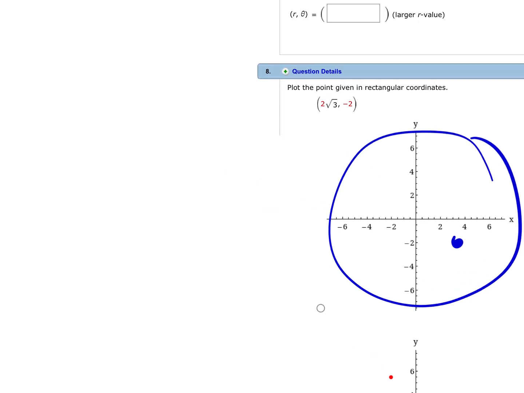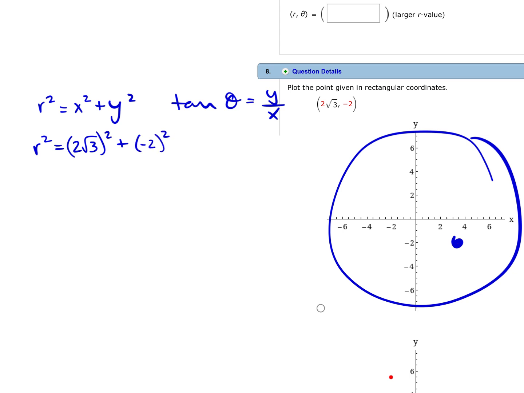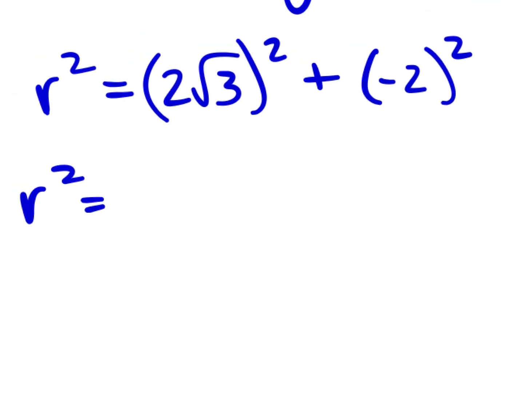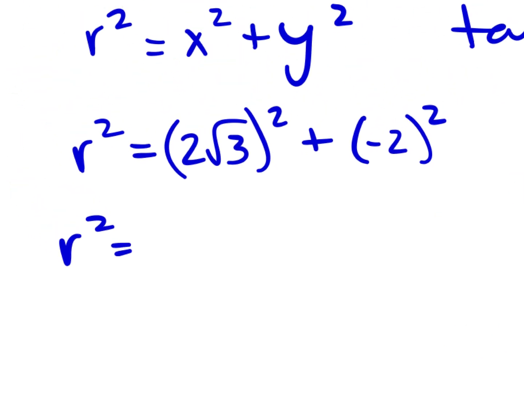So let's convert our formulas. Our r squared is equal to x squared plus y squared, and tangent of theta is equal to y over x. So r squared is equal to 2 square root 3 squared plus -2 squared. What is 2 square root 3 squared? Remember, we have to square the 2 and square the square root 3. So what's 2 squared? 4.